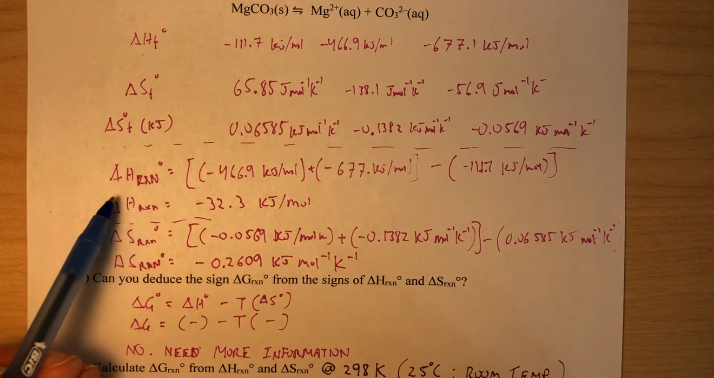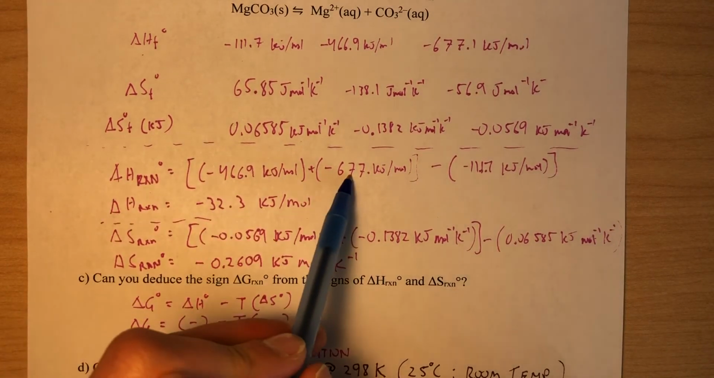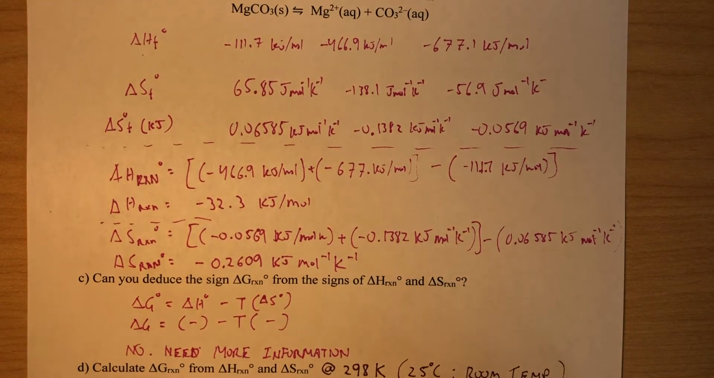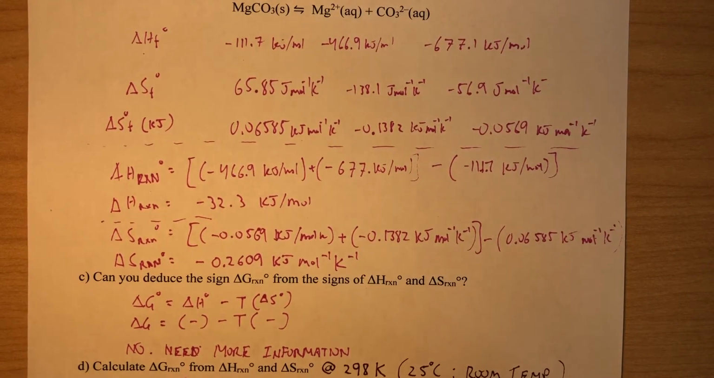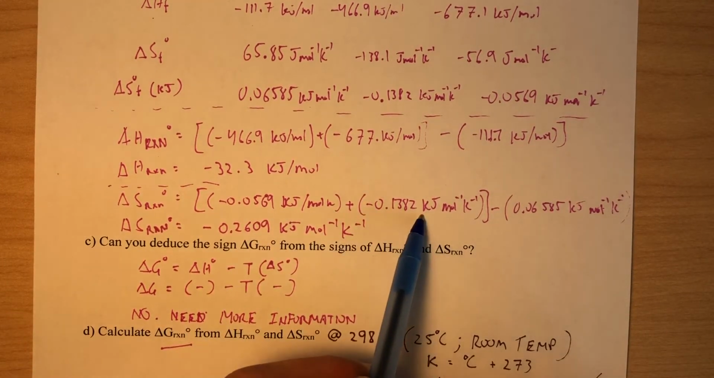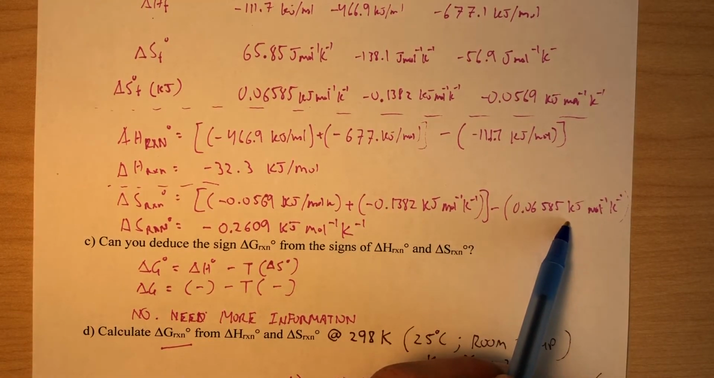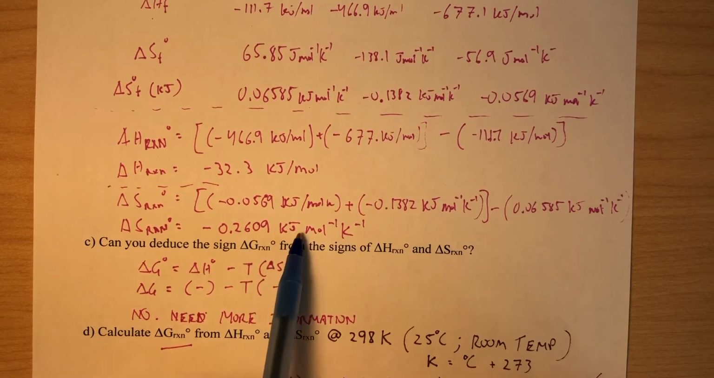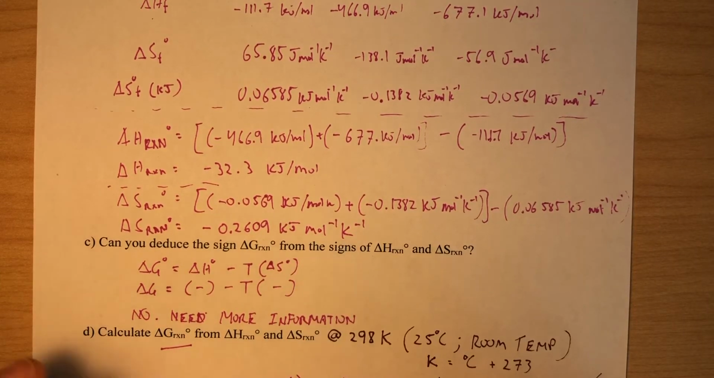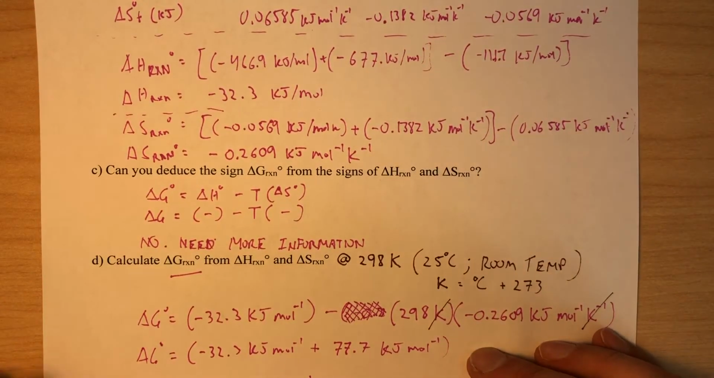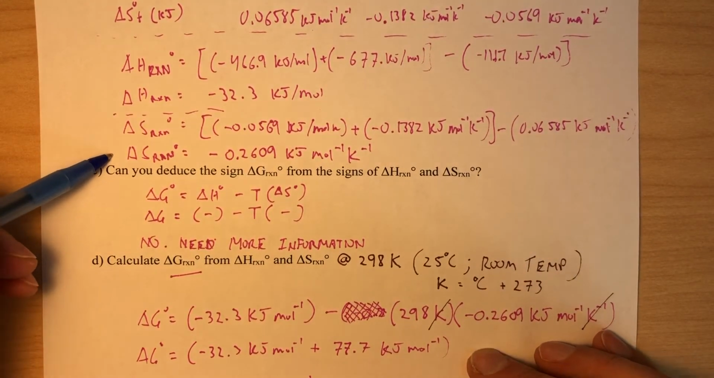So for the delta H for the reaction, we calculate our products added together minus our reactants, and we should get negative 32.3 kilojoules per mole. The delta S for the reaction is our products in kilojoules added together, and we subtract our reactant in kilojoules per mole per Kelvin, and we get a delta S that is equal to negative 0.2609 kilojoules per mole per Kelvin. Now, we've discovered what our delta H and delta S for the reaction are.